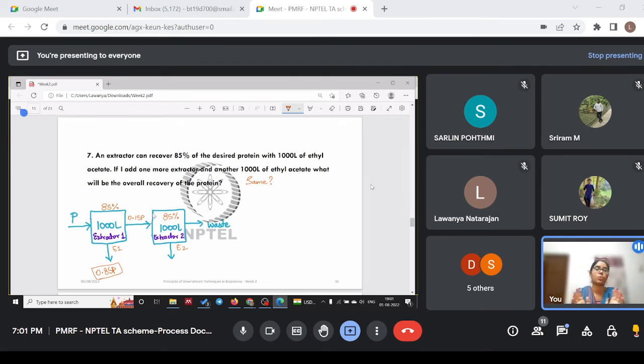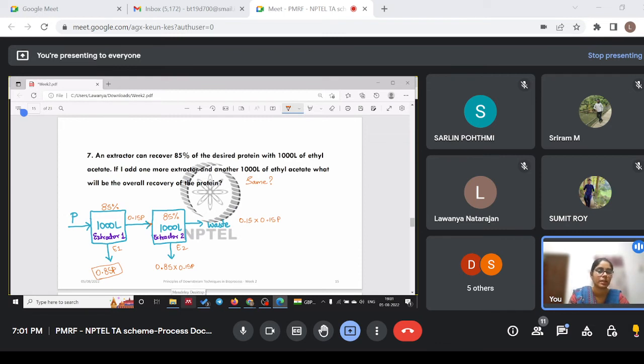15% is going waste. I don't want it to go waste, so I'm going to put another extractor there to extract whatever is possible from that 15%. Now this 15% is the 100% for this particular stream. This is the entry, right? And it is going to extract only 85% of that 15%. You understand? So the output I'm going to get from this is 0.85 into 0.15 P. And what is the waste output? 15% of this, 0.15 into 0.15 P. Are we on the same page here?